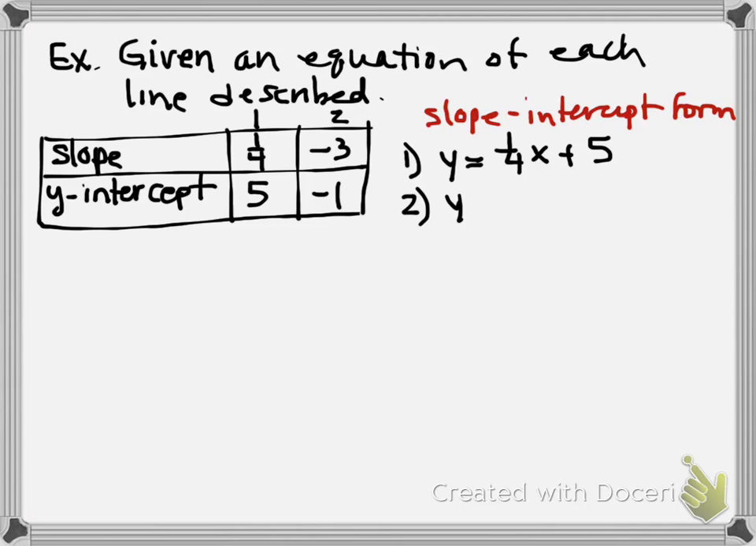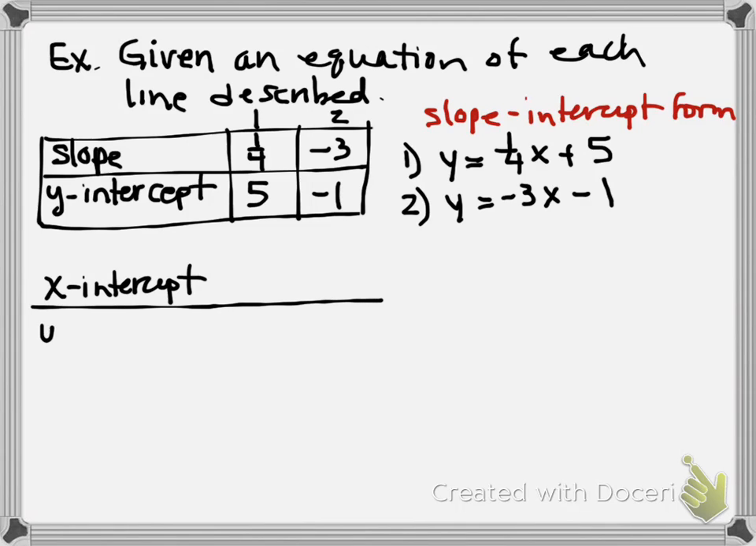Second one, y equals the slope of -3x minus 1. Remember, the formula says y equals mx plus b. Your sign of your y-intercept dictates what the sign will be in front of your b. Okay? And that's it. Done. That was easy. Okay, what if I give you an x-intercept and a y-intercept?